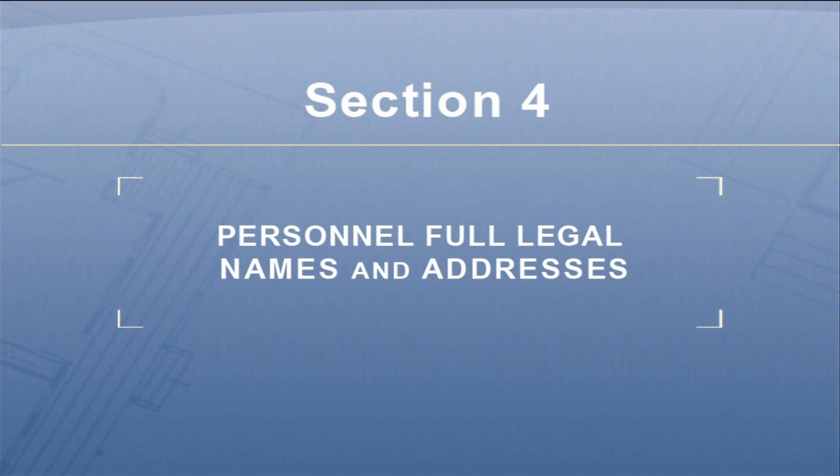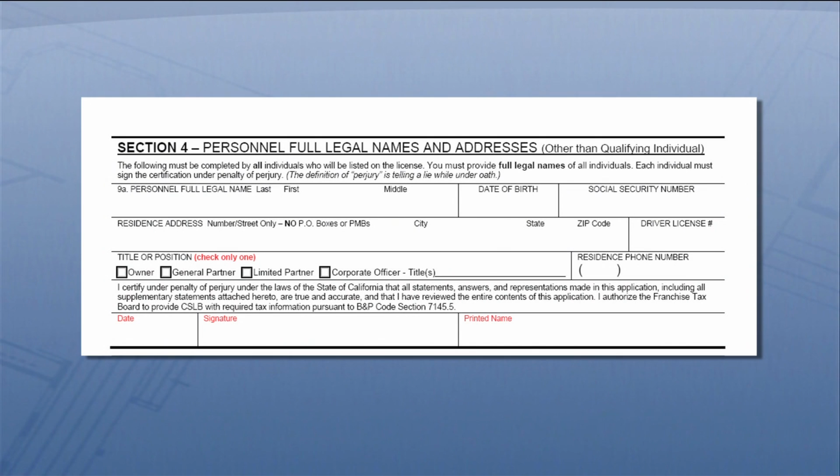Section 4 is for additional personnel only. That means if you're a sole owner of the business and the license isn't being qualified by an RME, you don't need to worry about completing this section. Just go to Section 5. But if the license is being qualified by an RME, their information will go in Section 3, and your information as the sole owner will go here.